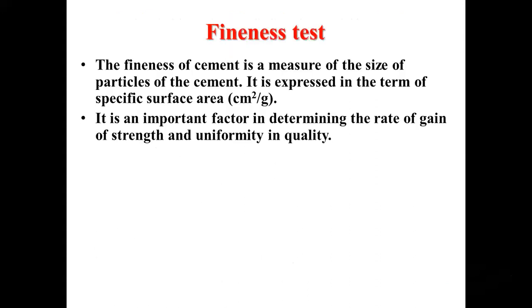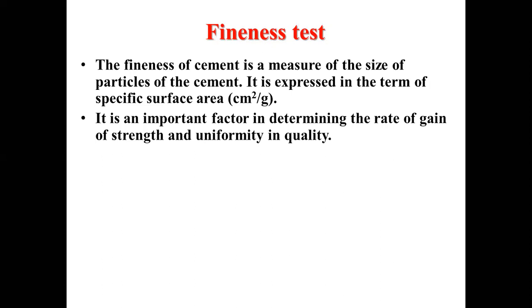Fineness test. The first test is a very simple test called the fineness test. What is the objective of the fineness test? The fineness test measures the size of the particles, the granular size of the cement. It is expressed in terms of specific surface area, centimeter square per gram. If it is a small quantity, we express specific surface area in centimeter square per gram. If it is a large quantity, we use meter square per kg.